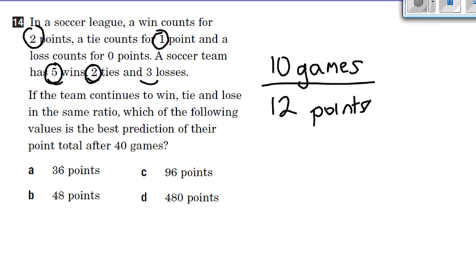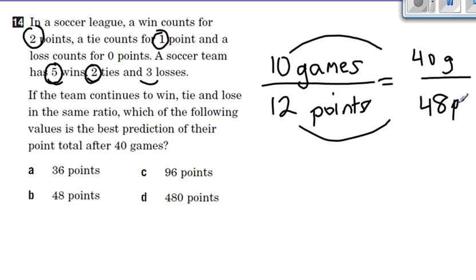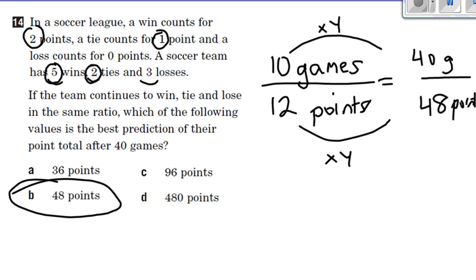And we want to know if they continue to win, lose, and tie in the same ratio, so that would mean that every 10 games they get 12 points. And so after 40 games, they would have 12 times 4, so 48 points. So again, I just did that by using ratios and looking for the multiply factor. And thankfully, 48 points is right there. A nice ratio question.